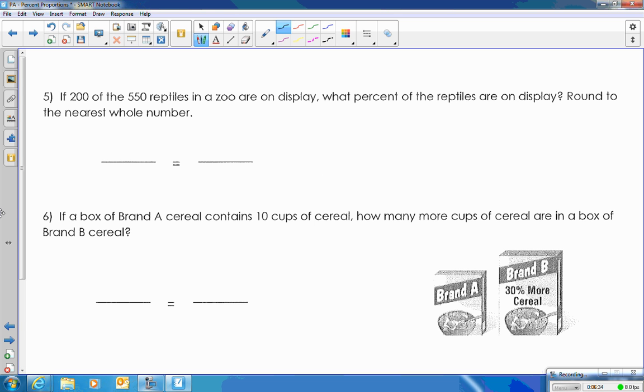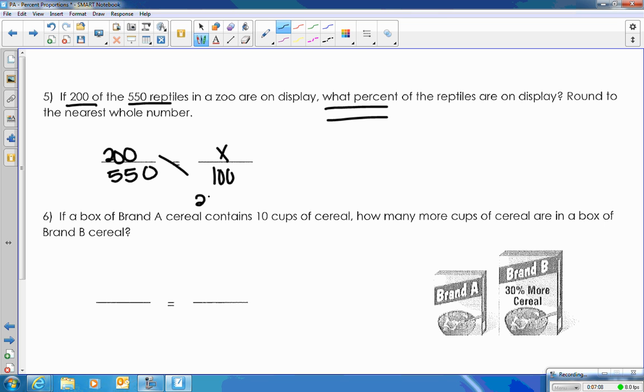Next one says, if 200 of the 550 reptiles in a zoo are on display, what percent of the reptiles are on display? Well, I don't know the percent. That's what it's asking me for. But I do know percents are always over 100. The part goes on top, the whole goes on the bottom, because the percent is part of the total 100%, so we should put the part of the total number on top. 200 of 550, 200 is the part. 550 is all of them.